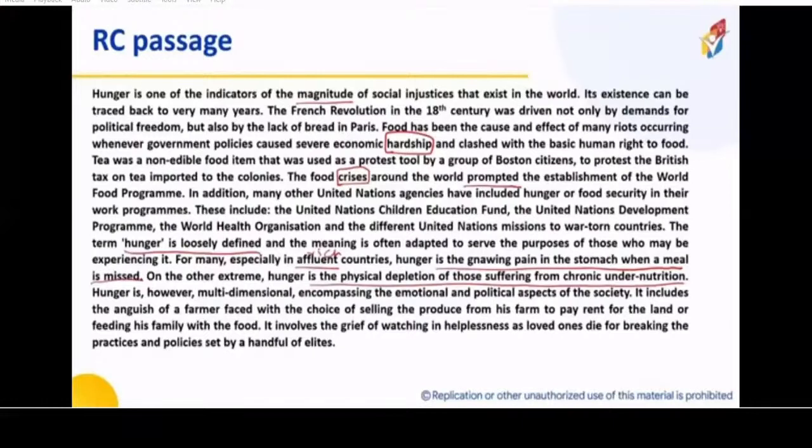Hunger can also mean physical depletion. Depletion is a lack, a reduction. So people who have not been fed well for so long tend to not grow well. They do not reach adequate height, or the weight is not proper.